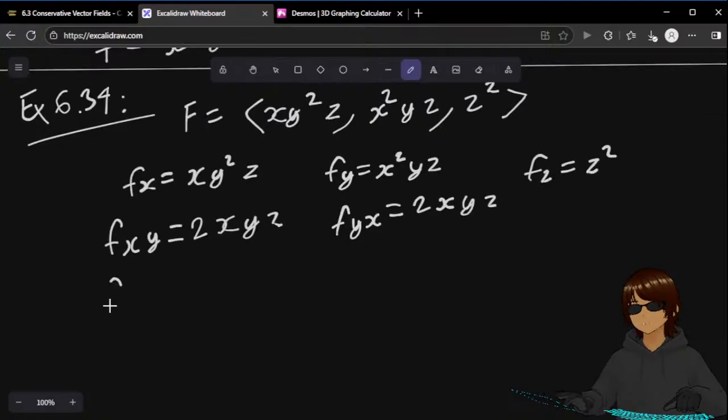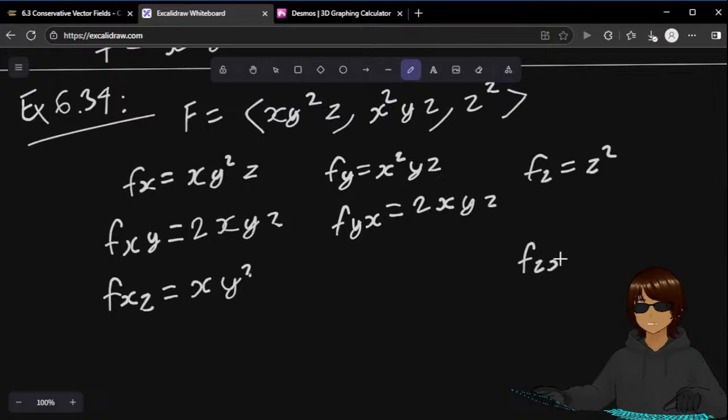Okay. We take this, differentiate with respect to z, then we get xy. Then if we take the z derivative with respect to x, we get 0. If these two are not equal, then no potential function exists. If a potential function did exist, then the mixed partials should be equal.